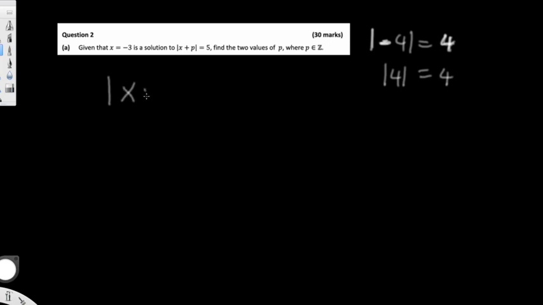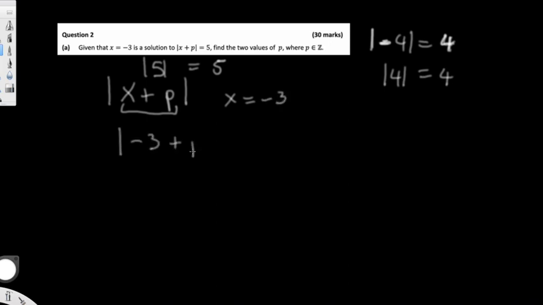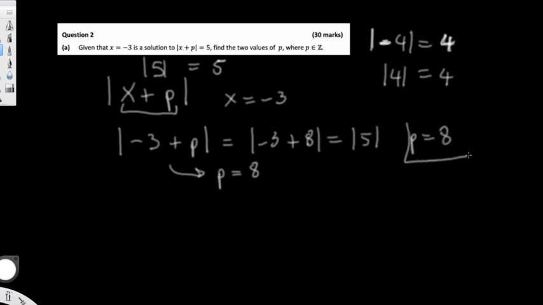So if we have the absolute value of x plus p, right? If this was a 5 inside, then the absolute value of 5 would give us 5. So the question is, how do we get a 5 in there, right, if x is equal to -3? So we'll rewrite that. X is -3, -3 plus p. Okay, so how do we get a 5 in there? Well, if p is equal to 8, then -3 plus 8 would give us the 5. That's p is equal to 8.